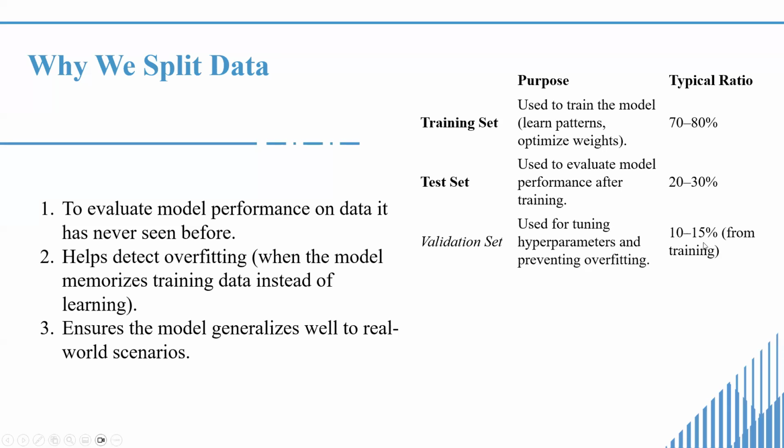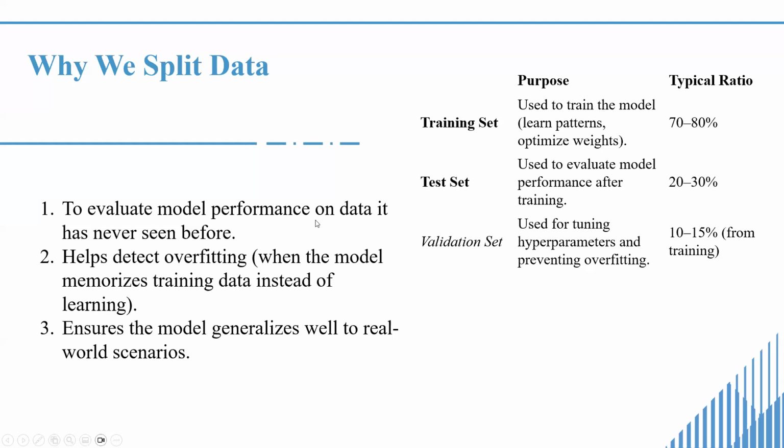Then you have 10 to 15% from the training for the validation set, used for tuning hyperparameters or preventing overfitting. So you just validate your training while you are doing training. You validate 10 to 20% of your training data, so that you understand there should not be any overfitting or hyper tuning issues. You are changing the values up and down, so you can play with those.